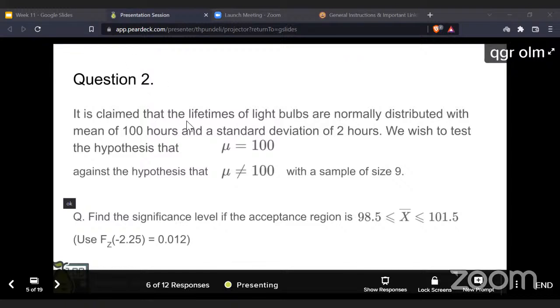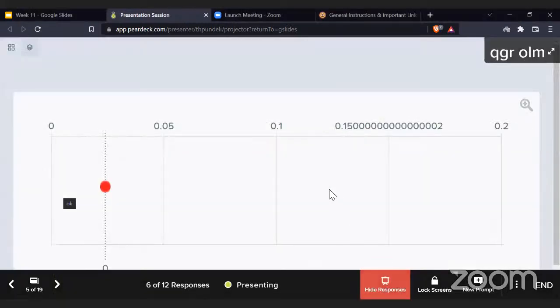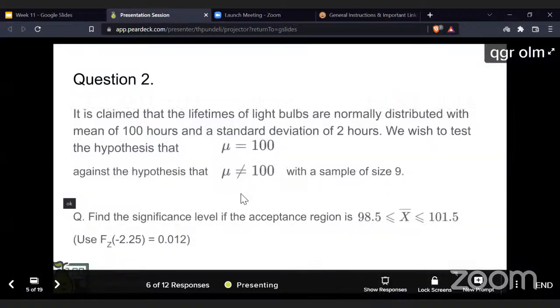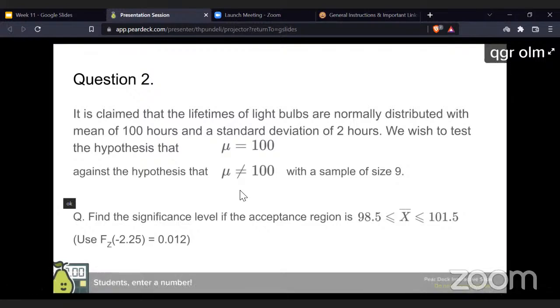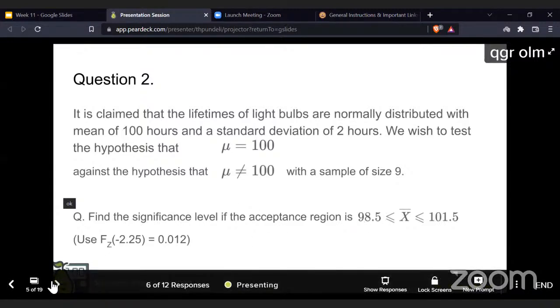Yeah, so let's look at the responses now. All right. So the null and alternative was given, and the acceptance region was given, and we had to find the significance level, right? So how will we find this?